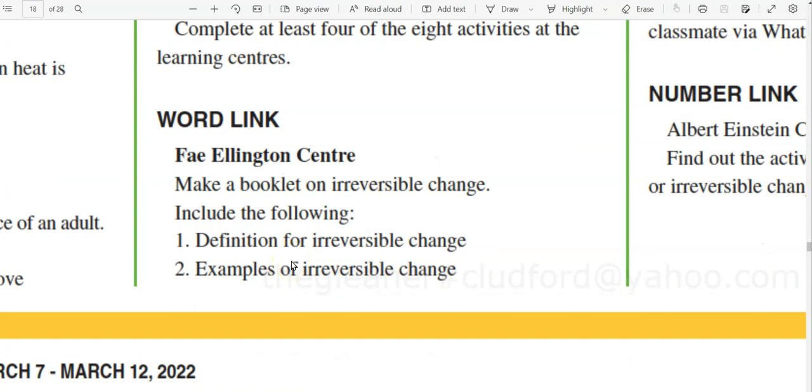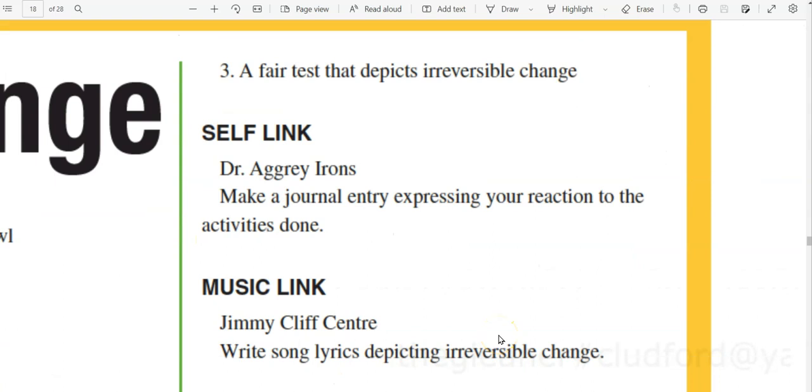We start with the Word Link at the Faye Ellington Center. Make a booklet on irreversible change. Include the following: the definition for irreversible change and 2 examples of irreversible change. Also, 3, a pictorial that depicts irreversible change.